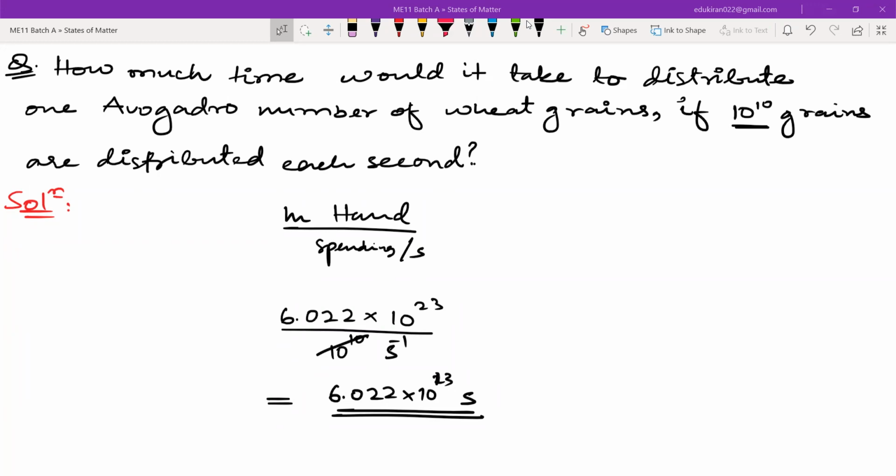Shravya, if I say 6.022 into 10 to the power 13 seconds, does it make any sense to you? What amount of time is it? That is why, just to make sense, you have to convert it into years, then we will understand. If you see this 10 to the power 13 seconds, it doesn't seem like it will become 10 to the power 6 years, right? Yes or no, Asma? I mean, a second is so small.